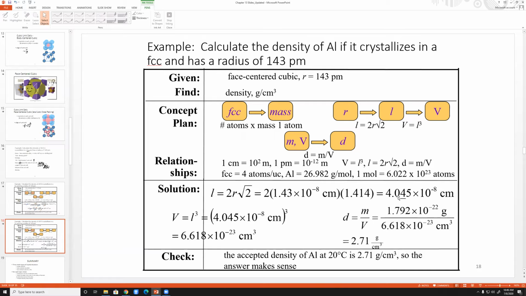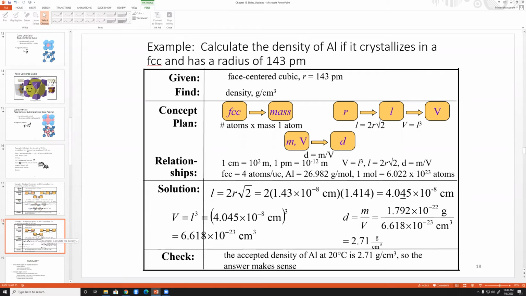You come up with 4.05 times 10 to the negative 8 centimeters, and then you do your grams divided by your centimeters, and you figure out the density. That's 2.71 grams per cubic centimeter. So yeah, I know I went through that kind of quickly, but there's the work. Would you be able to do something like that? And if not, please ask a question about it.